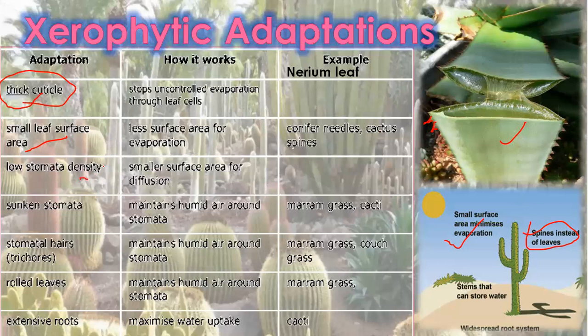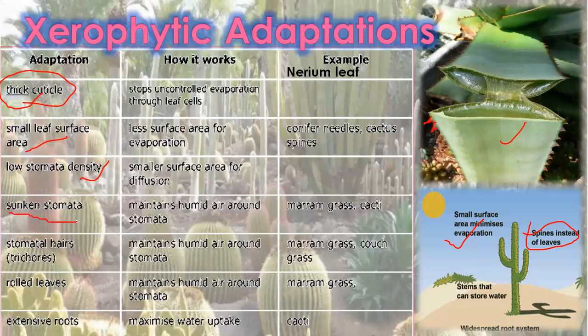Number two, low stomata density. Like a smaller surface for diffusion. Stomata are very few in number, so that there is less evaporation from the leaves and stems.